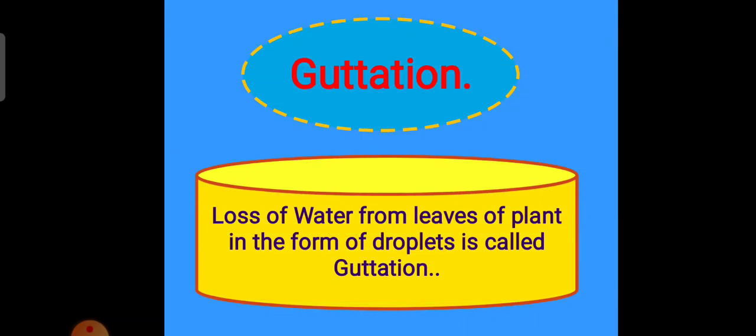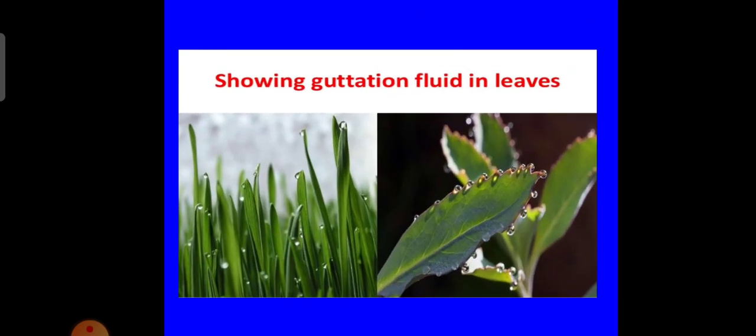And what is guttation? This is also loss of water from leaves of plant in the form of droplets, known as guttation. In transpiration, the loss of water is in the form of vapors, and in guttation, loss of water is in the form of droplets. This is an example of guttation process. Loss of water in the form of droplets from leaves. This is known as guttation.